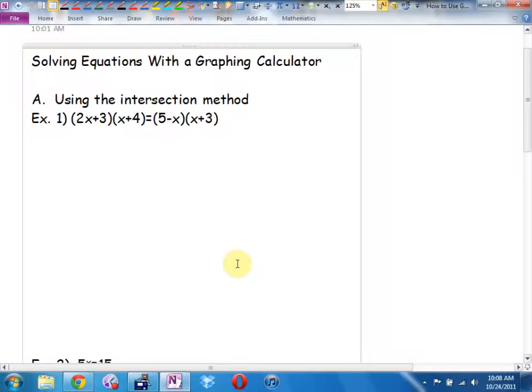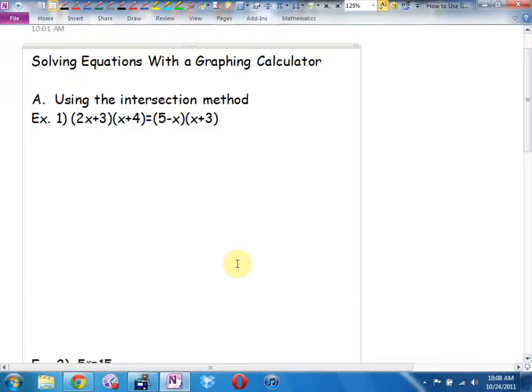So, here is how you can solve an equation. We're going to solve this equation here. So write down in your notes using the intersection method and write down example one, please. And you can do this either at the very back of your book where I have that little page called how to solve graph and how to use graph and calculators, or you can do this on a set piece of paper. Either or is fine. And we're going to use something called the intersection method.